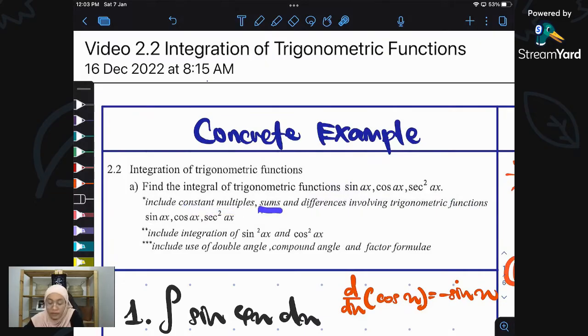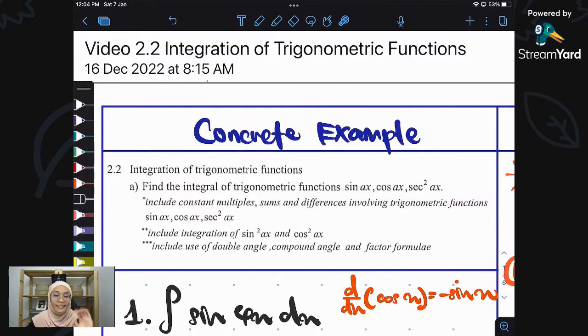And then the sums, the plus and the minuses involving the trigo of sine ax, cos ax, and secant squared ax. And there is also the integration of sine squared ax as well as cos squared ax. And there is also the use of double angle, compound angle, and factor formulas. So I'm afraid that the knowledge of semester 1 will be there in semester 2, which is all of the formulas of trigonometric functions will be here as well in semester 2. So all the best to you all, okay?